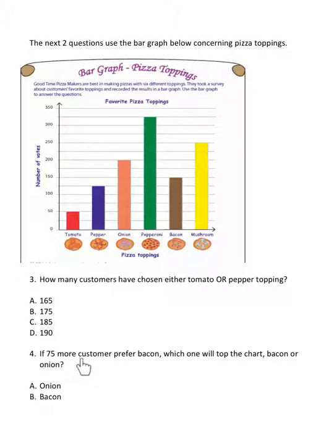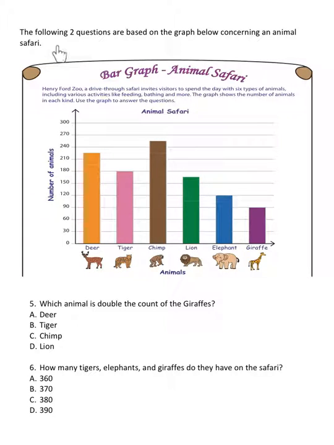Number 4. If 75 more customers preferred bacon, which one will top the chart, bacon or onion? A. Onion, B. Bacon. The following two questions are based on the graph below concerning an animal safari. 5. Which animal is double the count of the giraffes?